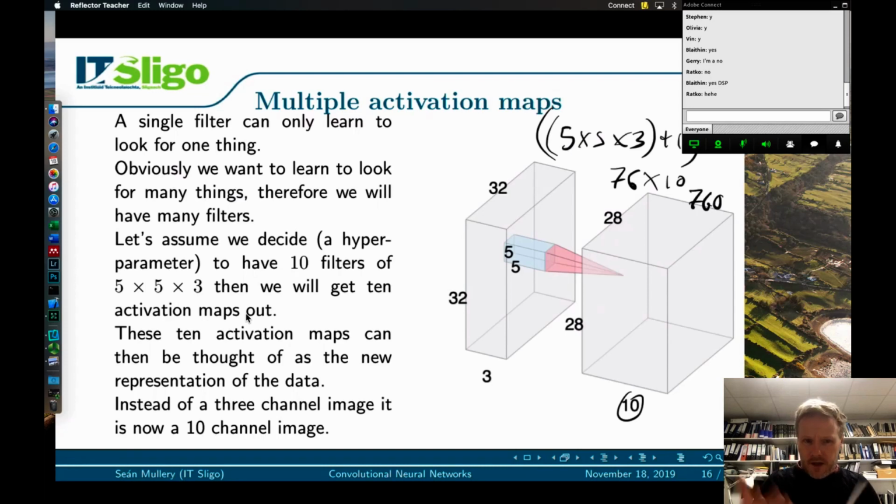So let's assume that as a hyperparameter we've chosen 10 filters of 5x5x3, then we'll get 10 activation maps. These 10 activation maps can then be thought of as a new representation of the data. So now, rather than seeing the data as red, green and blue, we're now seeing it as these 10 different activation maps. So instead of a 3-channel image, we have a 10-channel image.